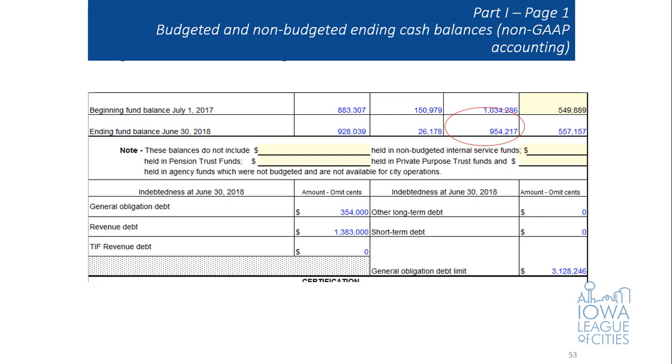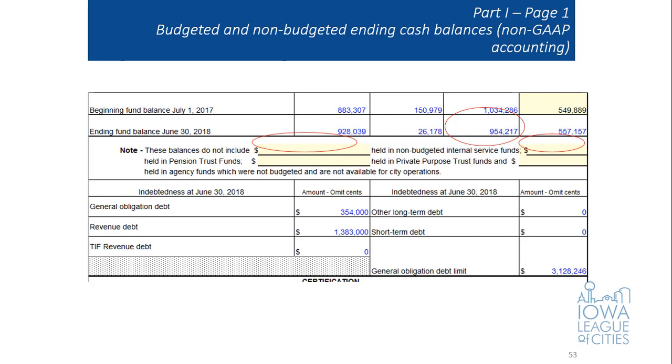If you are in this community, your ending cash balance should be $954,217. The first column is your governmental, the second column is your enterprise. So that's how much cash you should have. Unless you have money that is not budgeted for internal services, then you need to list it in this first slot. The second one is for pension funds, if you have any of those.